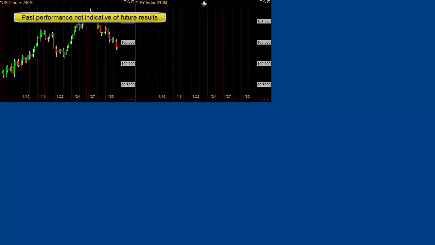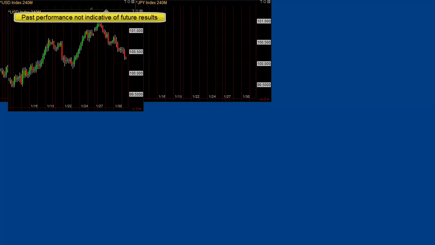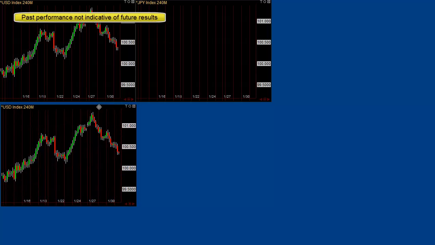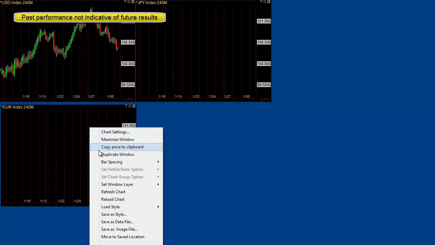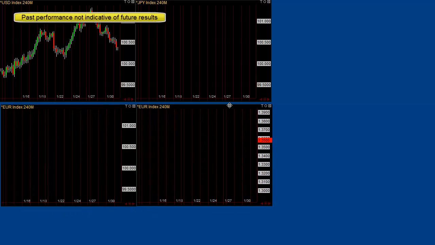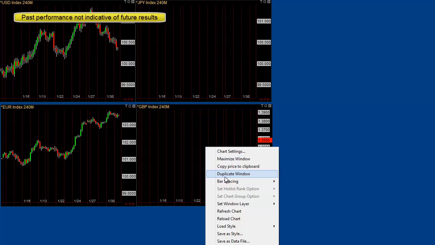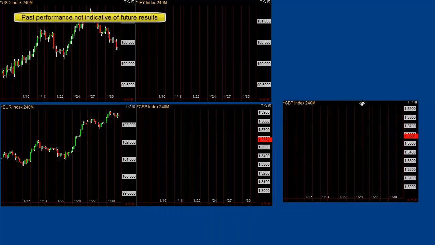Let's look at the dollar and the yen, which are the two main currencies that people trade the rest against. And then we'll put star EUR. This is looking at the euro dollar. We'll put the pound up. And this is how you can do multi-time frame analysis using our new indexes.